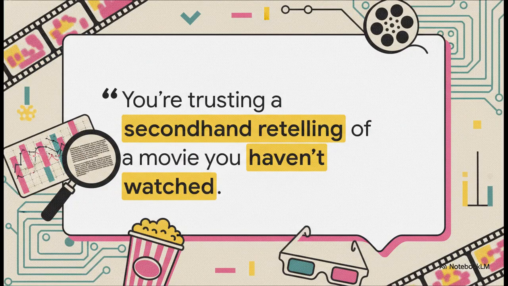Look, AI summaries are a fantastic starting point. But this slide has a super important warning. Relying only on a summary without ever looking at the paper yourself, it's like trusting a movie review from a friend instead of just watching the movie. You're getting a secondhand story, and you're missing all the crucial details.